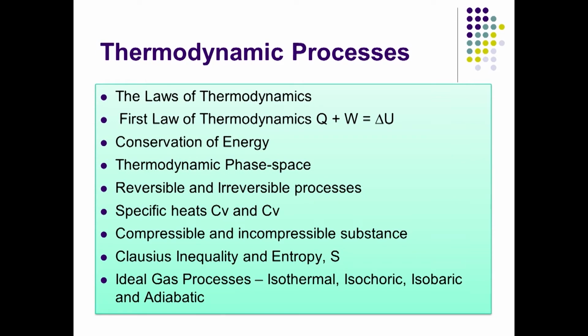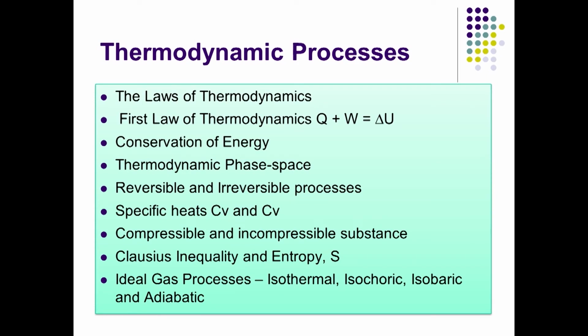And then we said that there could be compressible or incompressible substances, and the specific heats change based on that. If it is compressible, then you will have two different kinds of specific heat, Cv for the volume and Cp for the pressure. We can also define the inequality due to the entropy, which says that it will be greater than or equal to 0, and will never become negative because the entropy always increases.